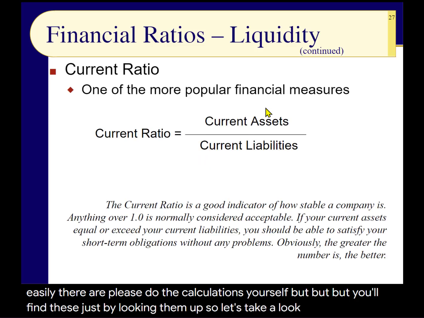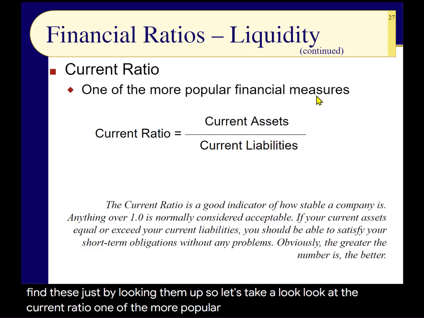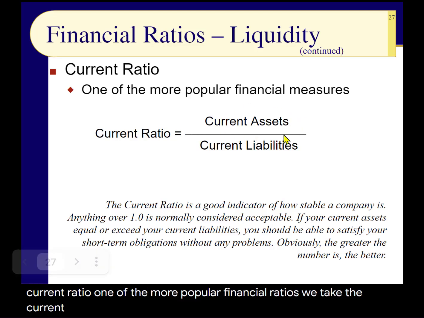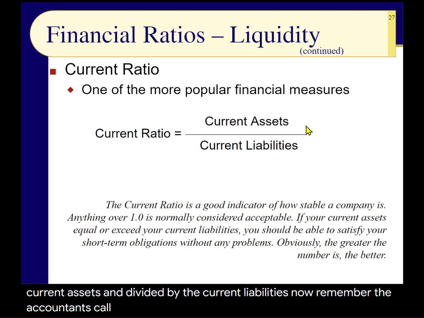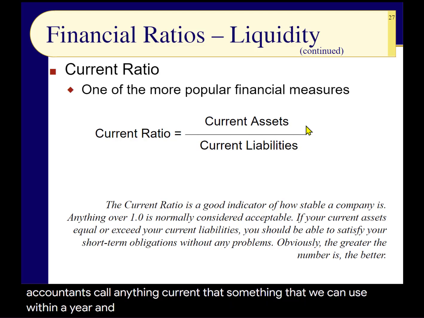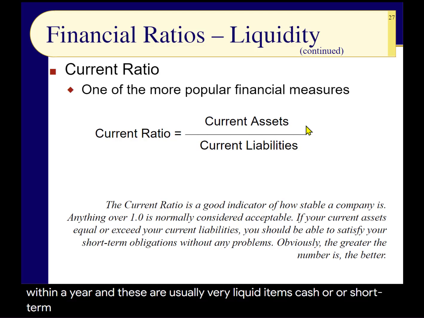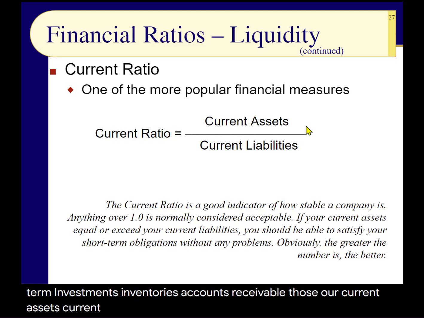So let's take a look at the current ratio, one of the more popular financial ratios. We take the current assets and divide them by the current liabilities. Now remember, the accountants call anything current that's something that we can use within a year, and these are usually very liquid items: cash or short-term investments, inventories, accounts receivable. Those are current assets. Current liabilities are accounts payable, short-term debts due, and the like, payroll and the like.